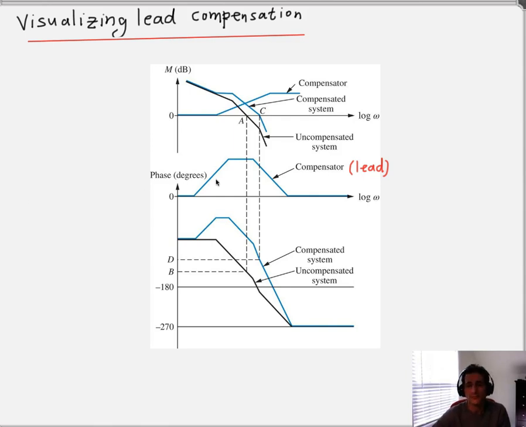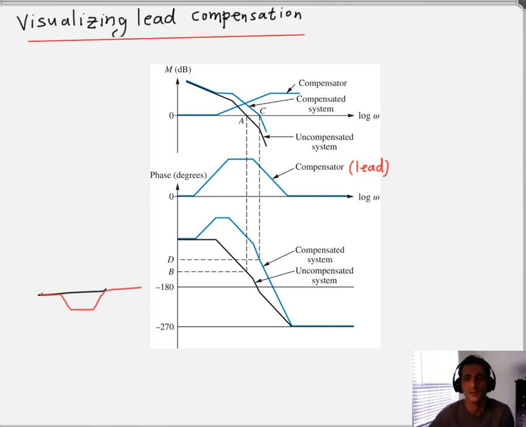Of course, it takes the name lead because for all frequencies, the phase angle of a lead compensator is always positive, whereas for a lag compensator, the phase angle is always negative. If you remember, for a lag compensator, the magnitude plot would be something like this. 0, it drops.